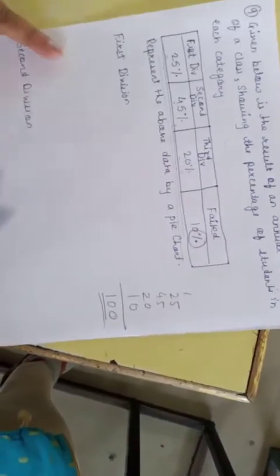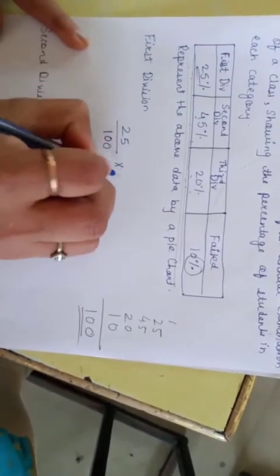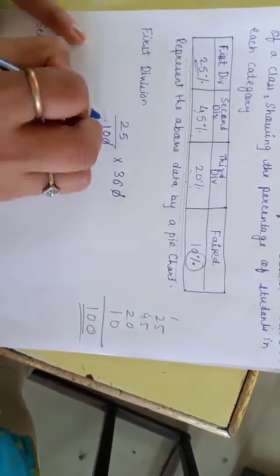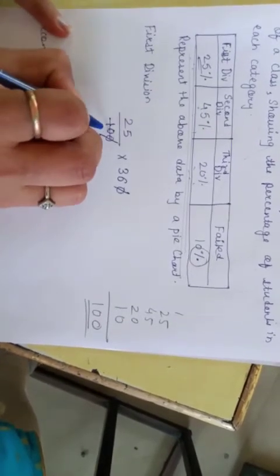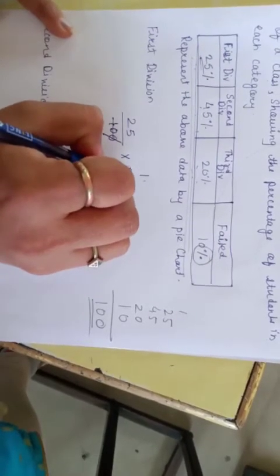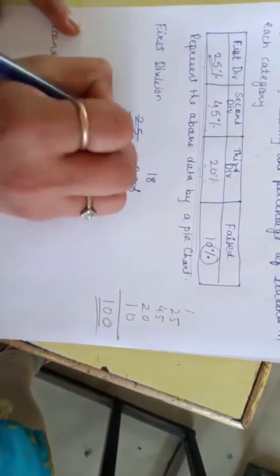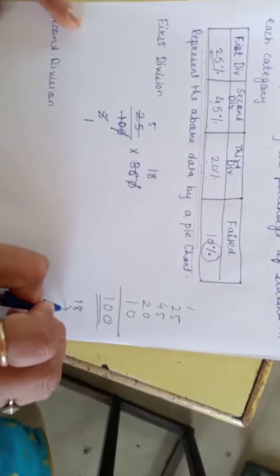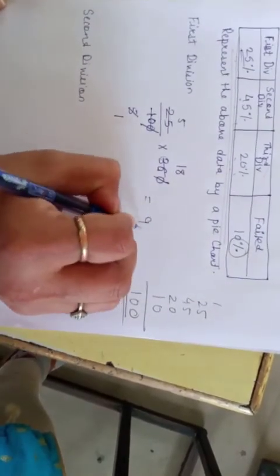Now we will be solving it. So the first division 25%. So 25 upon 100 into 360. We are reducing this and we will be dividing it by 2. So this will be 5 and this will be 36 divided by 2 is 18. Again we will be dividing it by 5. So 18 into 5 is how many? 18 5s are 90. Now second one.